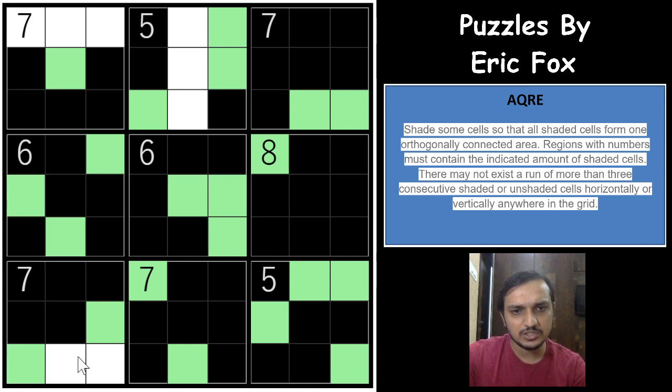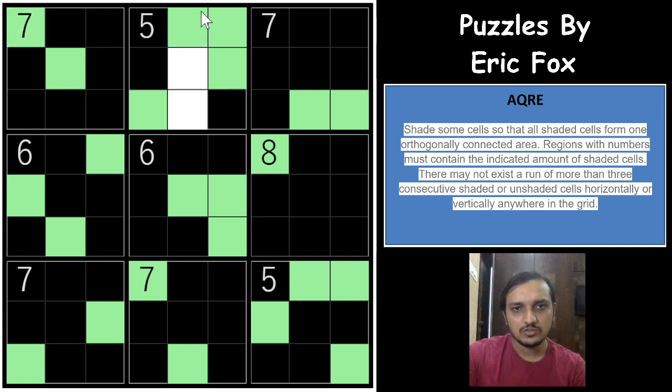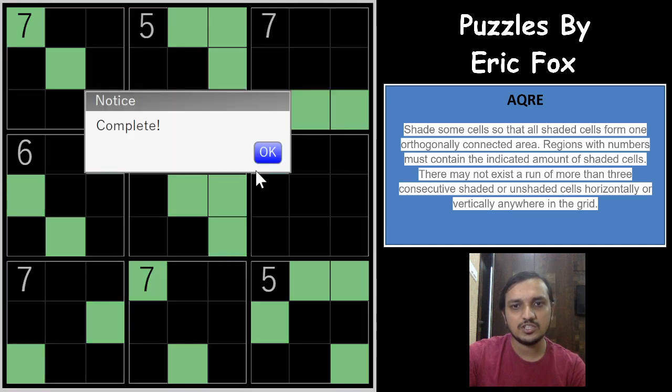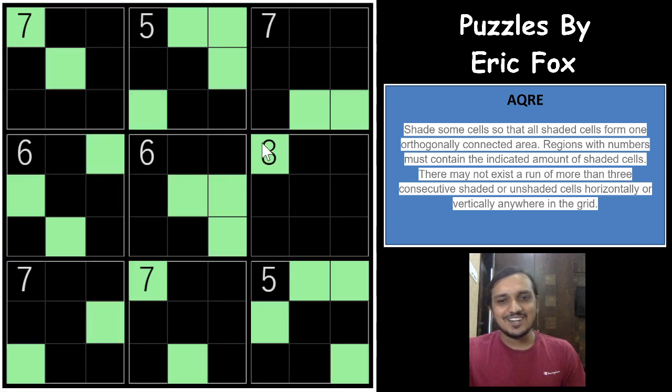And now both of these will be unshaded, so this will be shaded, and both of these will be shaded, so this will be unshaded, and both of these will be shaded, right? Excellent. And this will also be unshaded because 3 shaded cells, so this will be unshaded now, and both of these will be shaded. And with that we complete this excellent medium puzzle.